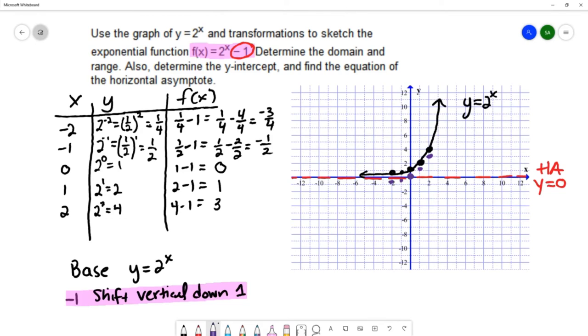So the transformed graph is this graph that you see in purple, and the horizontal asymptote also gets shifted down 1. So that horizontal asymptote is now y equals negative 1.